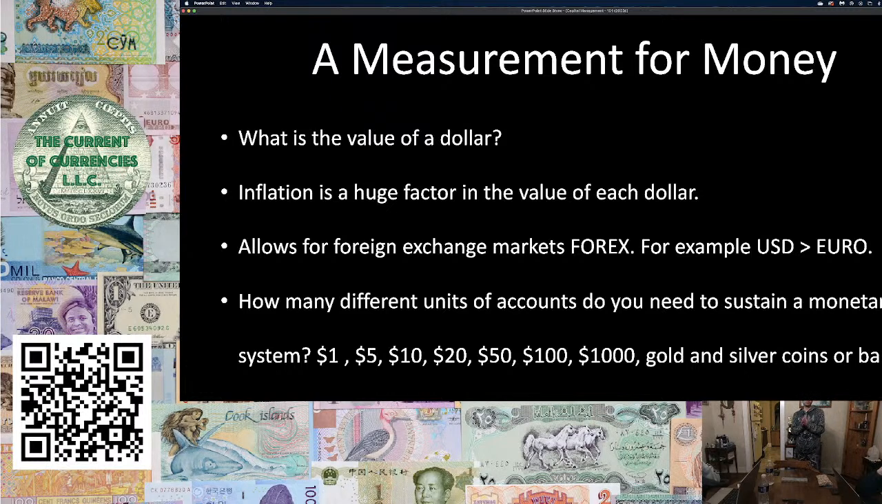A measurement for money. What is the value of a dollar? Inflation has a huge factor in the value of each dollar. It also allows for foreign exchange between countries. For example, the US dollar to euro or peso, Japanese yen, there's so many currencies that I could talk about right now. But if we didn't have a unit to measure each one, we wouldn't be able to have equal and fair trade across continents. So how many different units of account do you need to sustain a monetary system?